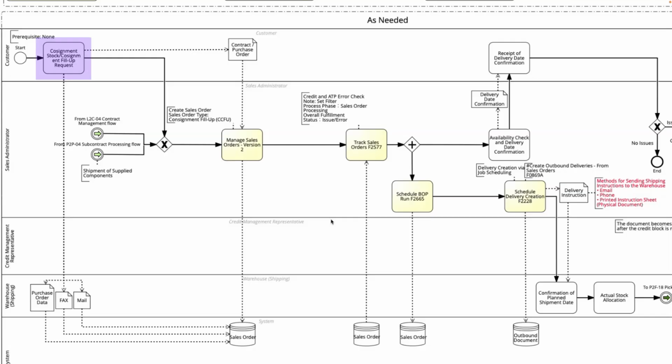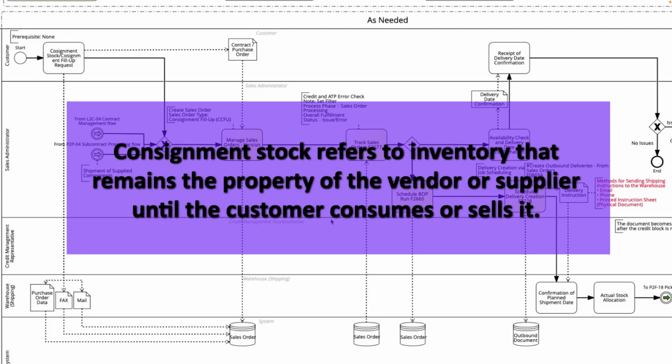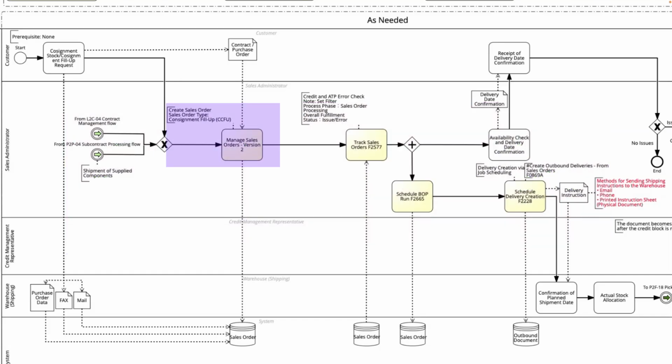The process begins when the customer requests consignment stock, or it can also start from O2C-04, P2P4. Consignment stock refers to inventory that remains the property of the vendor or supplier until the customer consumes or sells it. Based on this request, the sales administrator creates a sales order using the order type CCFU, which stands for consignment fill-up. Once the sales order is created, the administrator uses the Track Sales Order app to verify that there is no credit or ATP issues.